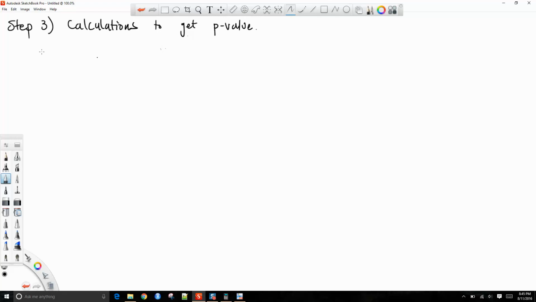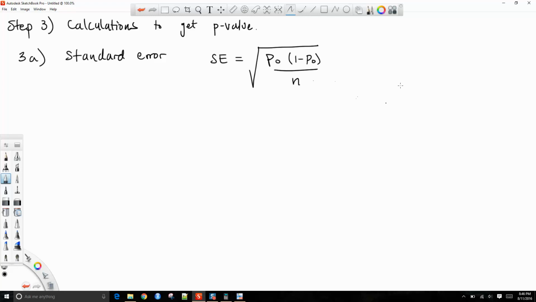Okay, and this can be broken into 3 subparts. So 3a will be get your standard error. So our standard error in this case is going to be the square root of p0 times 1 minus p0 divided by n. What's p0 again? It's the proportion that appears in our null hypothesis, okay? So I'm just going to write the proportion in the null hypothesis.